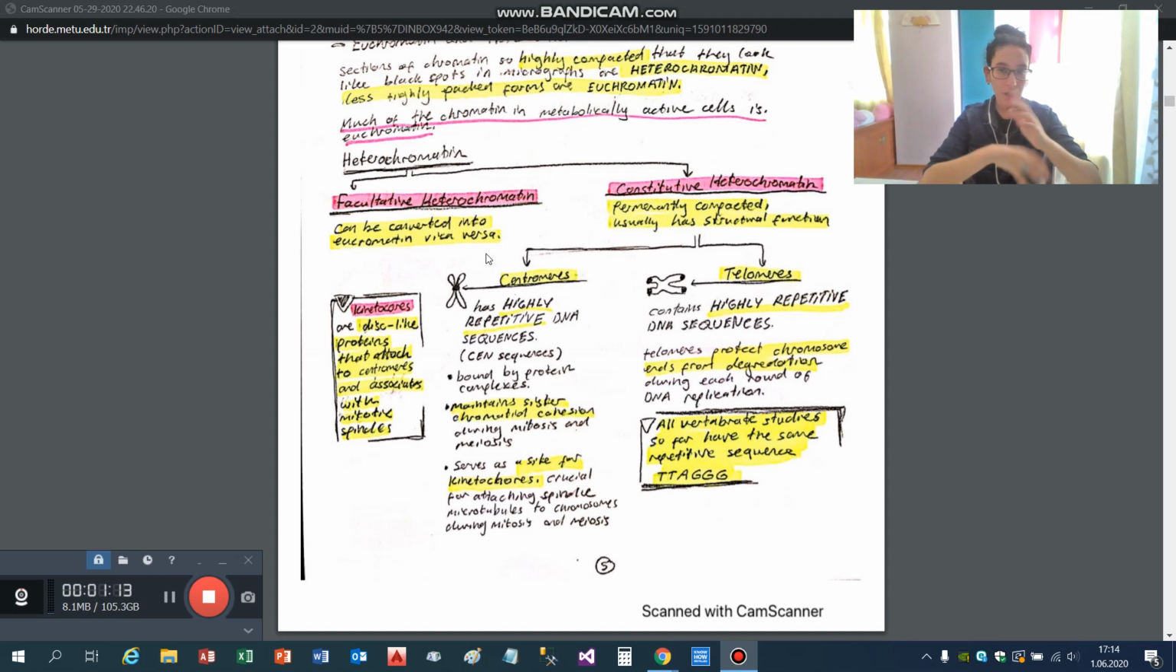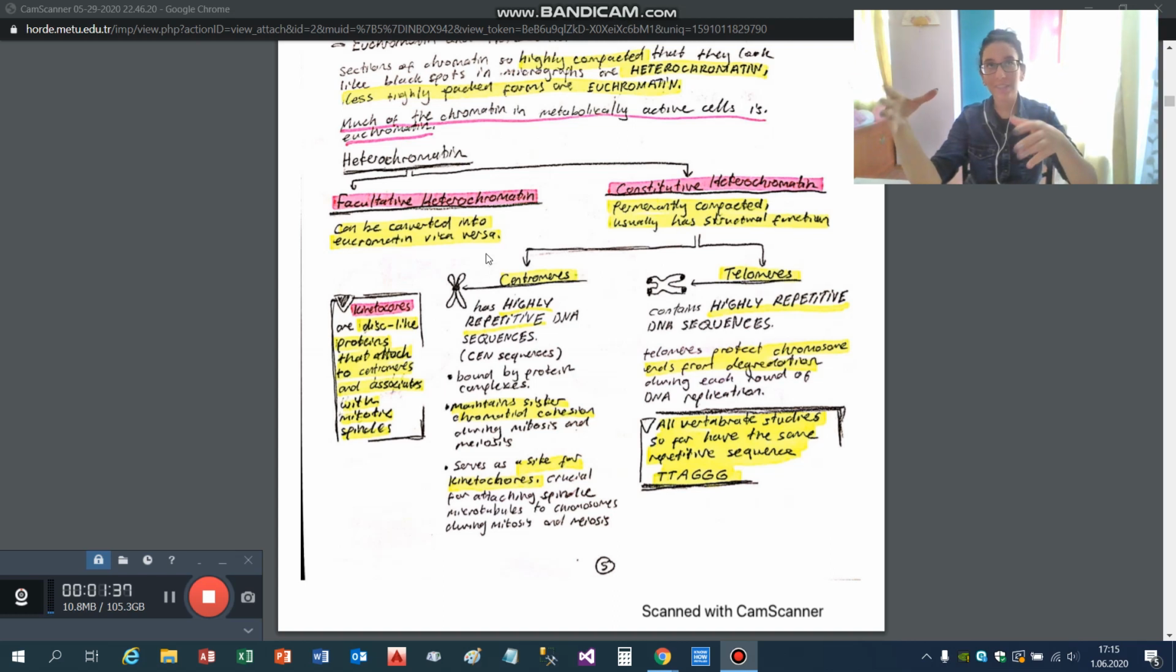So in some cells, it is heterochromatin. Meanwhile, in some cells, it might be euchromatin. It might be more frequently used. Or perhaps it's only used in embryonic stage and then converted into a more compact archive structure later on. In these cases, this heterochromatin can be converted to and back to euchromatin, which means it's facultative heterochromatin.